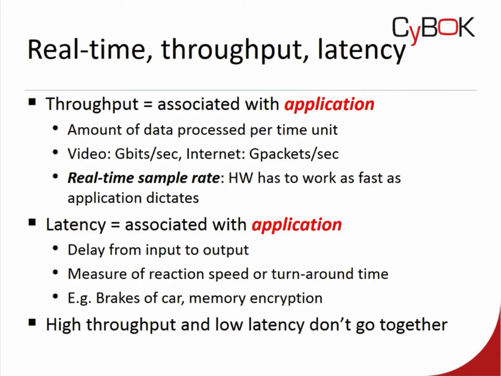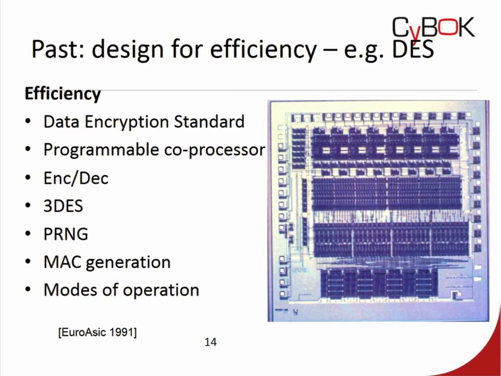Now, in many implementations, high throughput and low latency don't go together, because for high throughput we use pipelining, and pipelining increases the latency. That's a hardware challenge that needs to be addressed. So in the past, we would just go for efficiency. We want to be fast, low latency, and small area. In the old days, we would implement the most well-known algorithm, the Data Encryption Standard, the DES algorithm. You see an example of that here. This is the layout of it. If we build coprocessors for these things at that time, we would look at encryption or decryption, triple DES, pseudo-random number generation, MAC generation, modes of operation, things like that. This was the first focus.